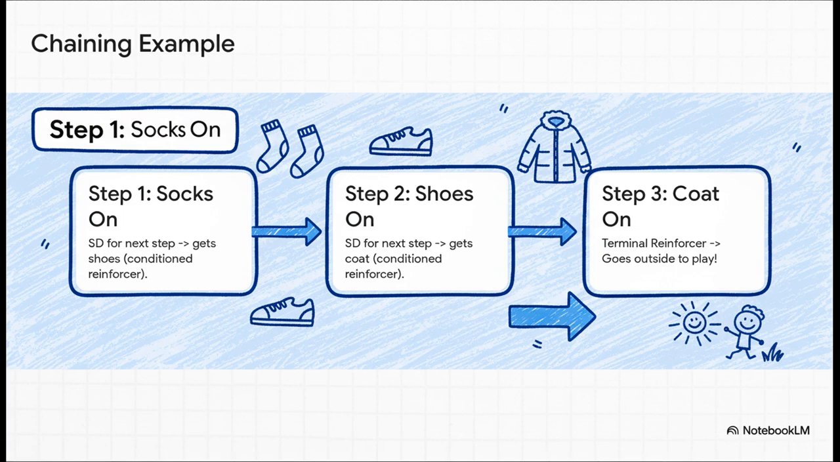Putting on socks is step 1. Completing that step has this cool double function. The child gets their shoes, which acts as a conditioned reinforcer for putting on socks, and the shoes themselves now act as the SD for the next step. This just keeps going until the final terminal reinforcer is delivered. They get to go outside and play.